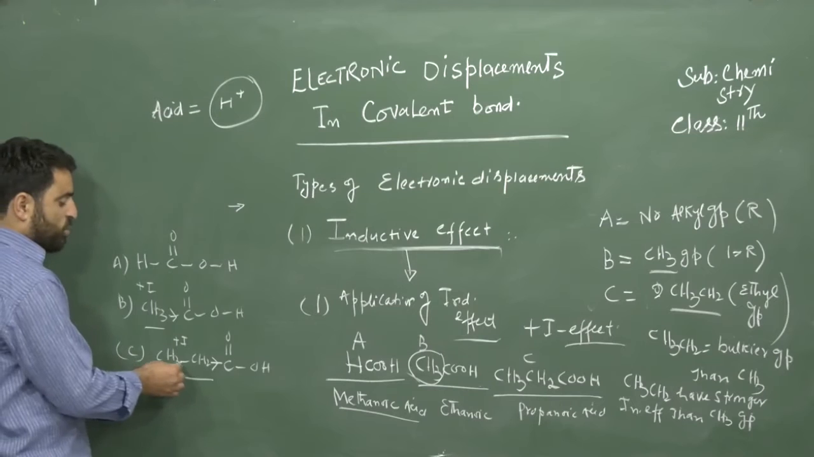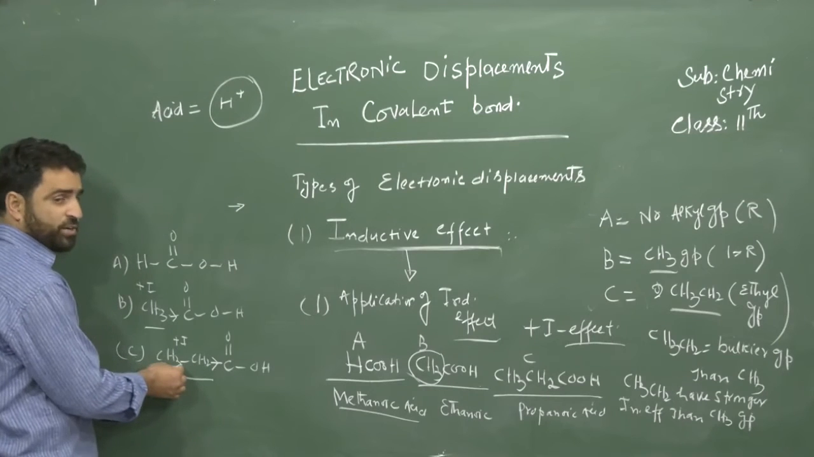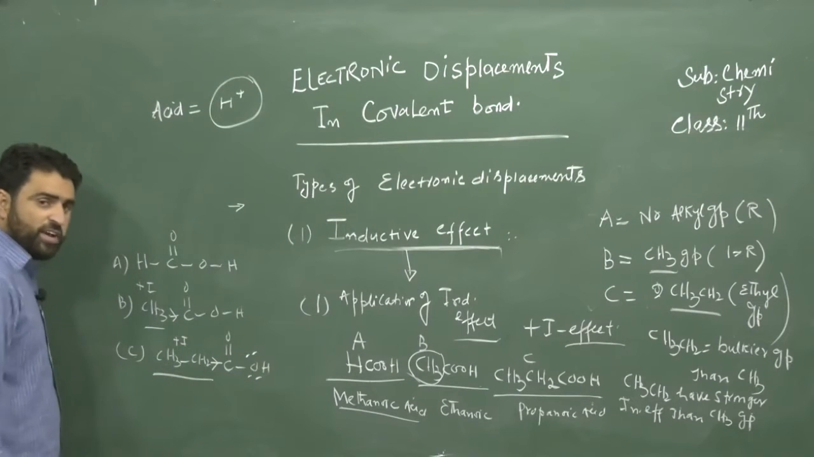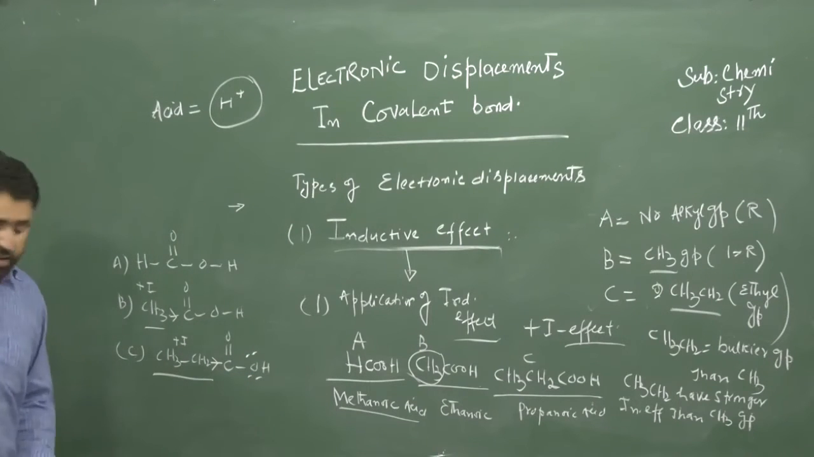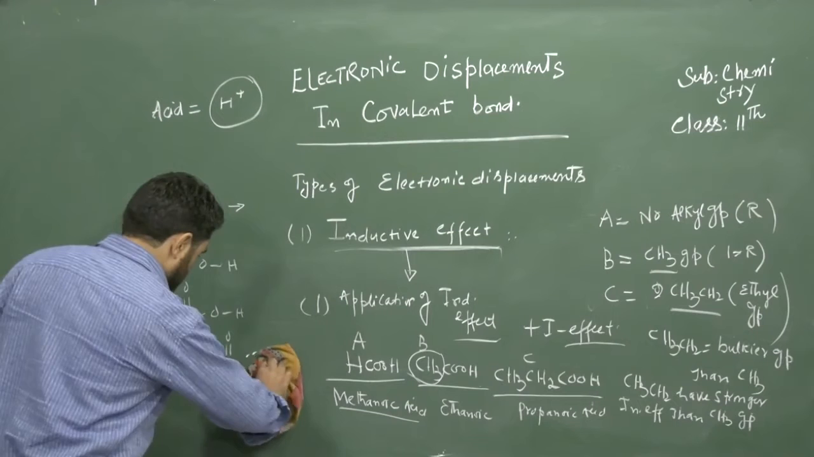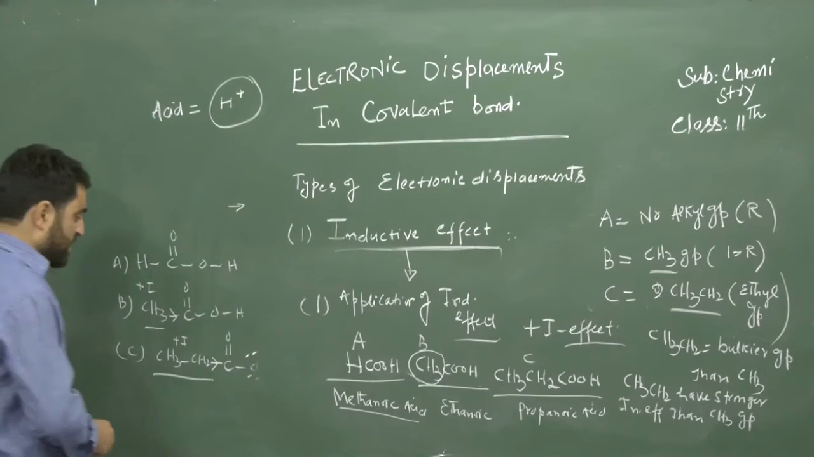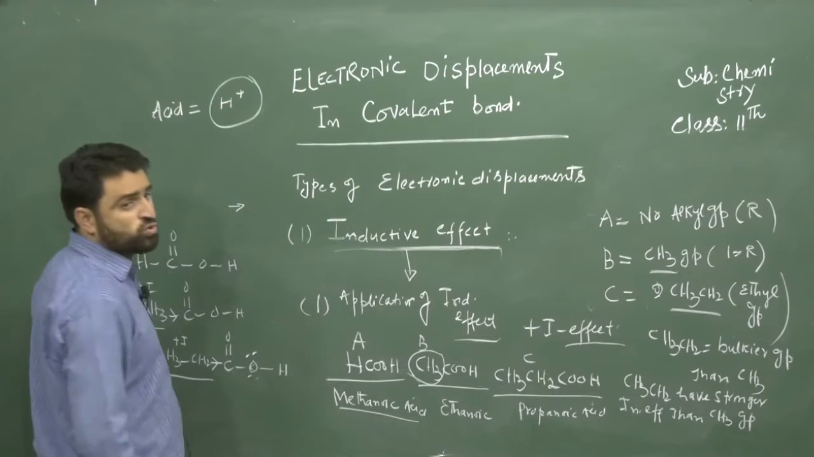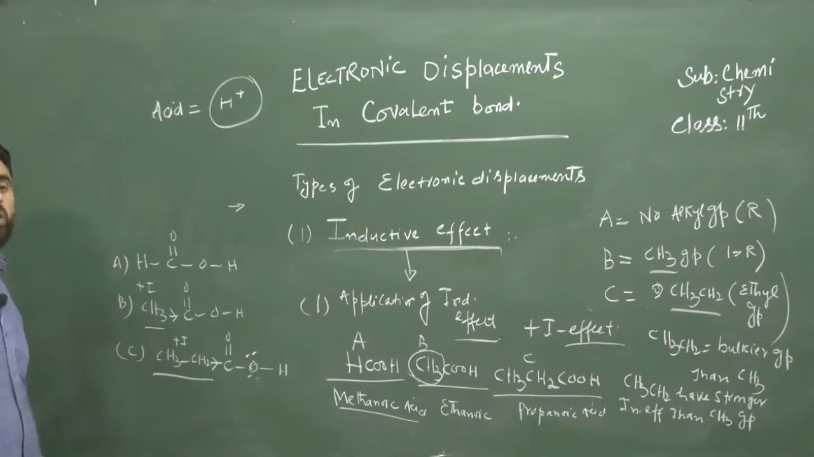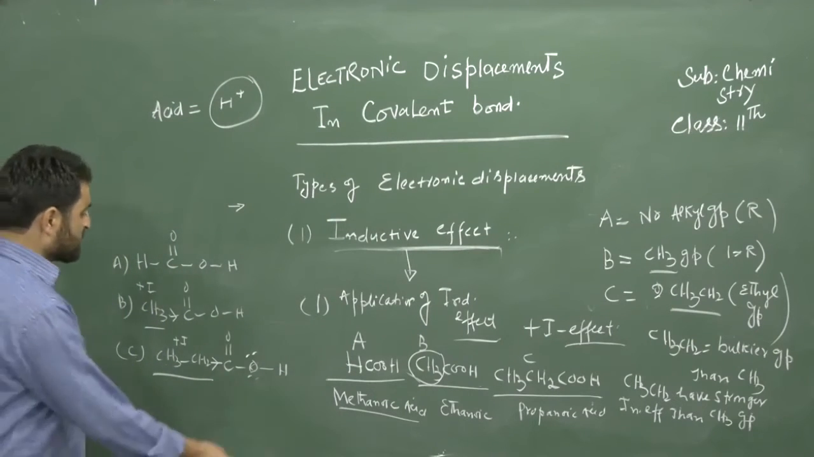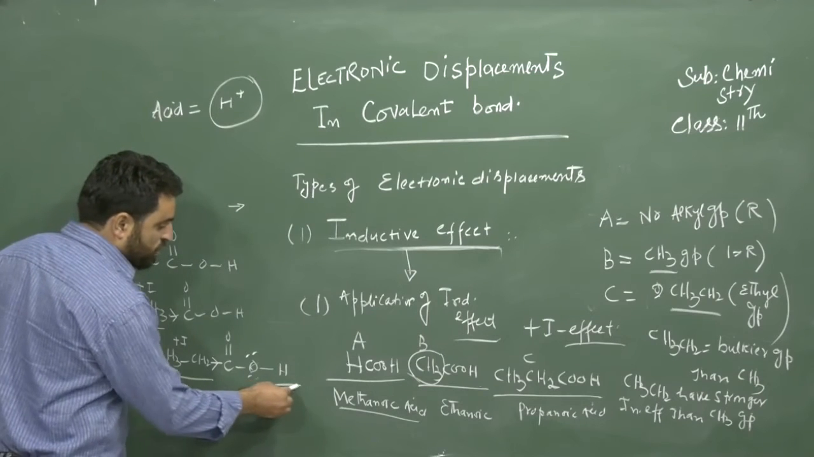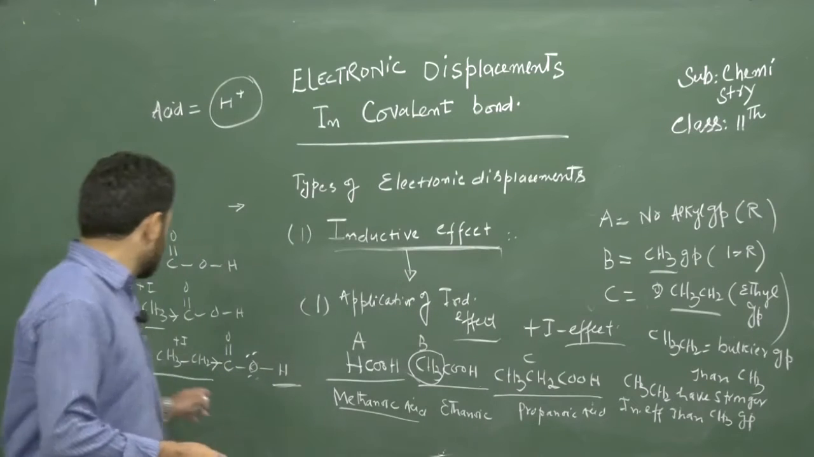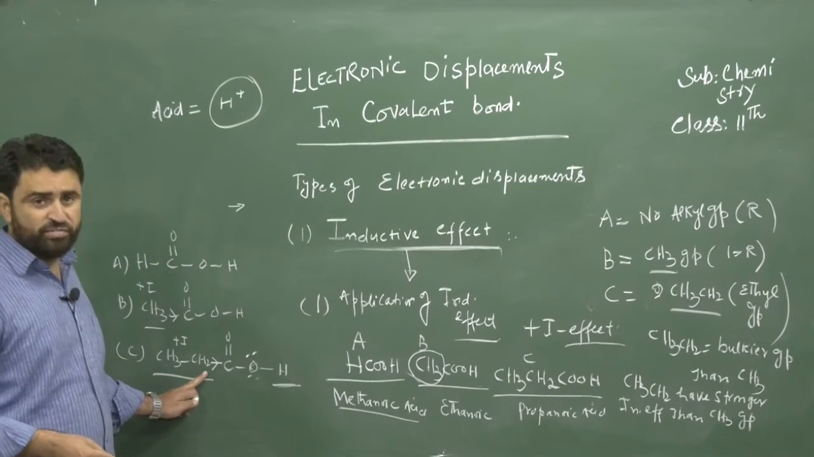When it shows a stronger inductive effect, it will increase the electron density here. When it increases the electron density here, the bond between O and H will become stronger. When the bond becomes stronger, this H positive will not be released as rapidly. So CH3CH2 shows the stronger effect.